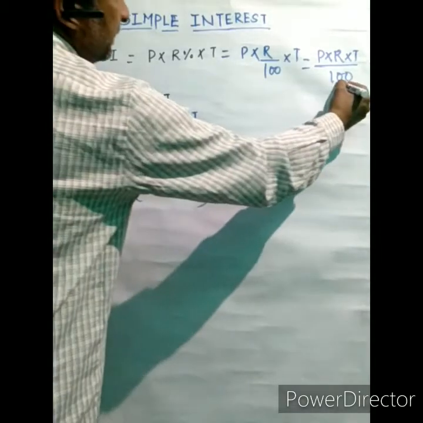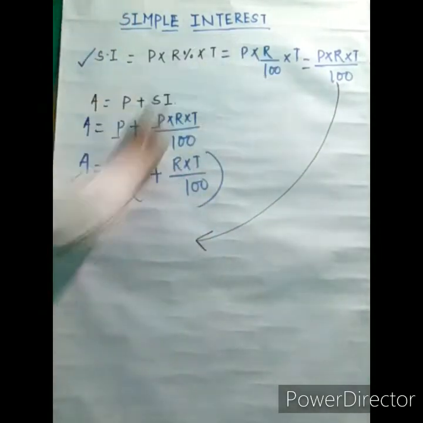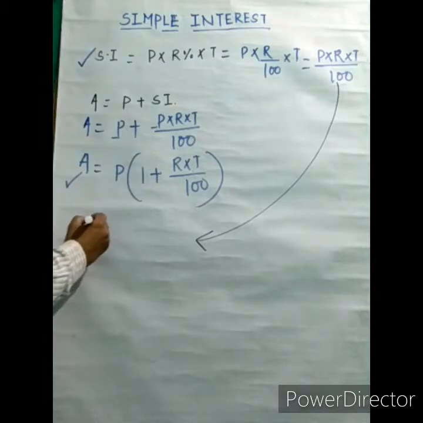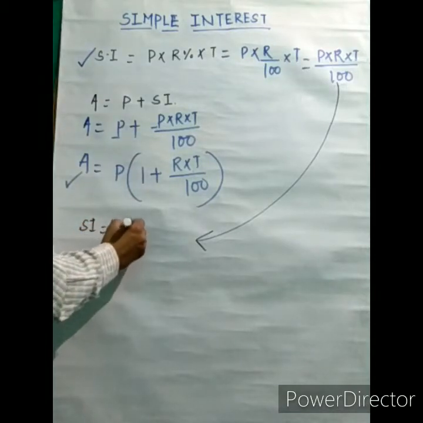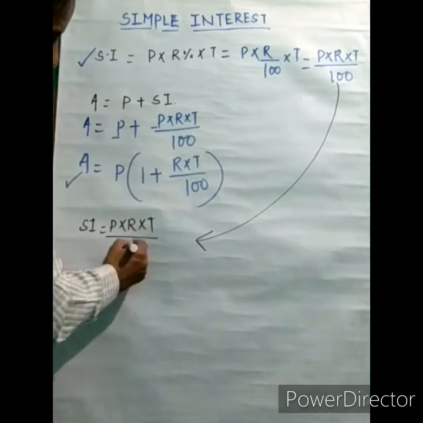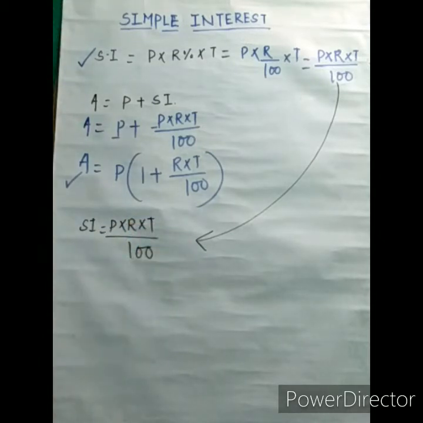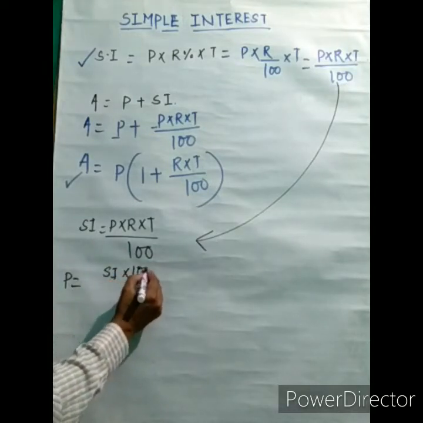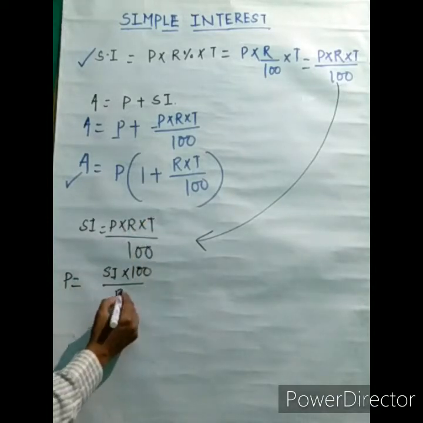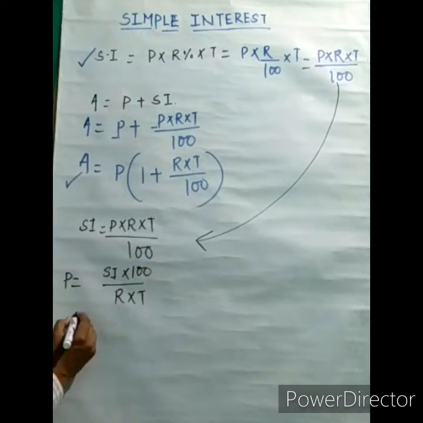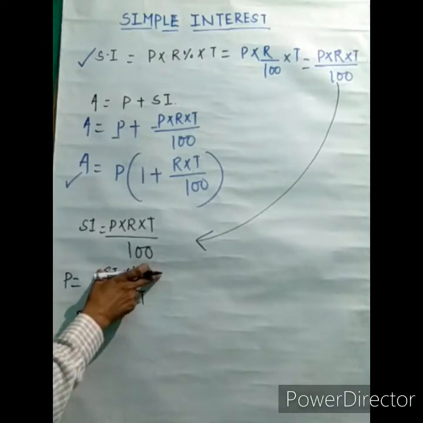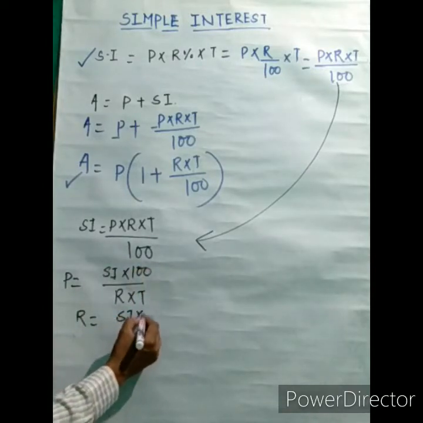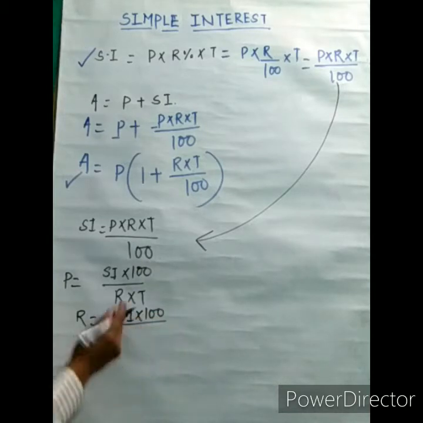With the help of this formula, we can derive the values of other quantities. With SI equal to P into R into T over 100, you can find the values of the others. If you have to find the value of P, P is equal to SI into 100 over the rest of the quantities downside, R into T. And if you have to find the rate, in that case also SI into 100 will be upside, and downside the rest of the things.